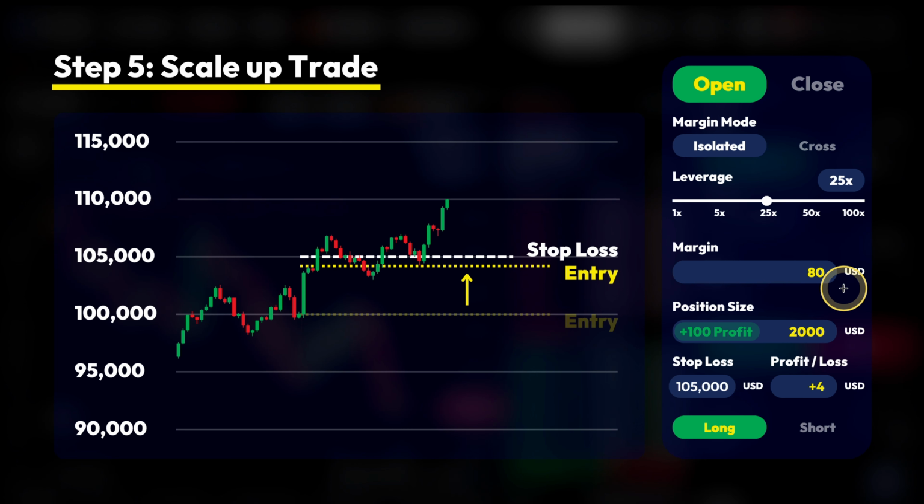If, for example, we add another $1,000 to this trade, we increase our position size to $2,000 and the margin from $40 to $80. What then happens is our entry price then also, of course, shifts upwards to around $104,700, but still remains below our stop loss. That means from now on, if the price goes down, we still don't make any loss, but if the price continues to go into the right direction, we make double the profit from this point on.